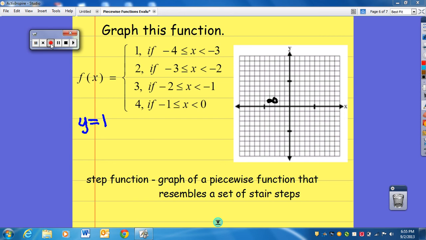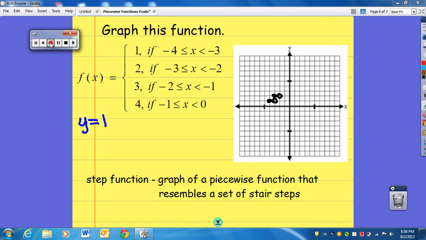meaning a horizontal line on the 2. But I'm going to go on a domain of negative 3 to negative 2. I have a filled-in circle at negative 3, an open circle at negative 2, and I've shaded in between to show that my domain ranges from negative 3 to negative 2.